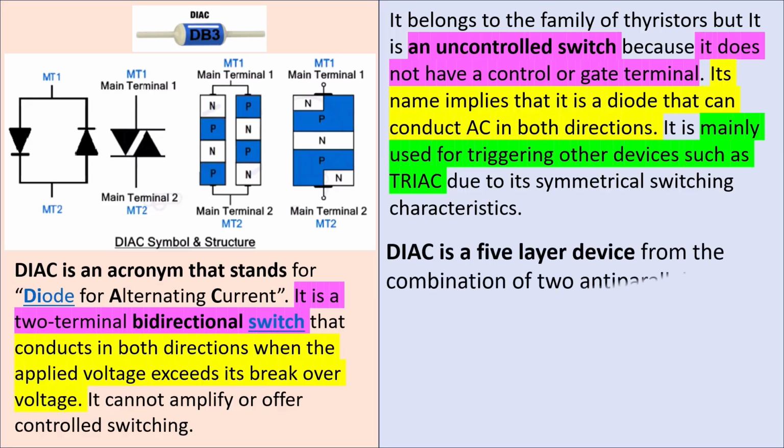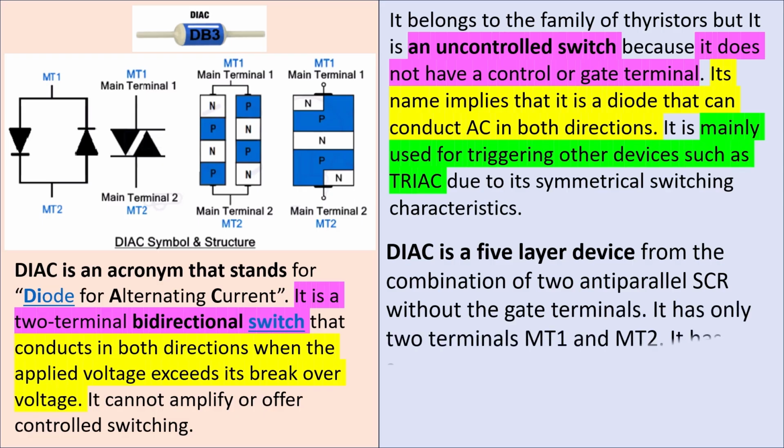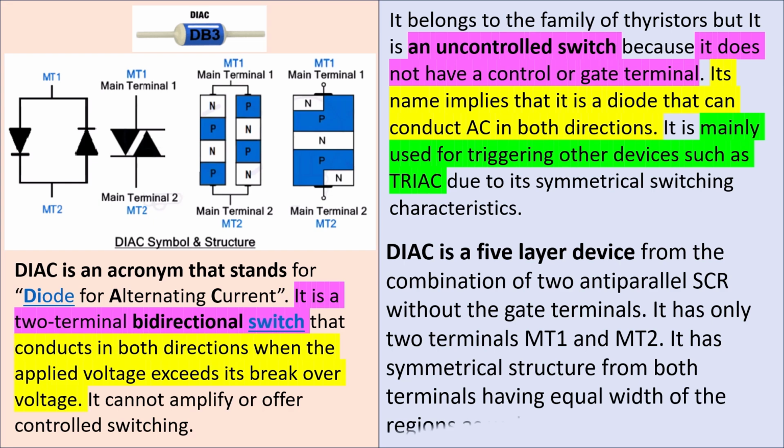Diac is a 5-layer device from the combination of 2 antiparallel SCR without the gate terminals. It has only 2 terminals, MT1 and MT2. It has symmetrical structure from both terminals having equal width of the regions as well as its doping percentage.